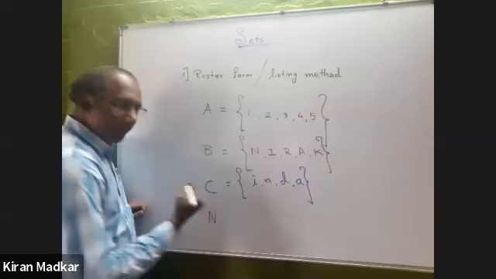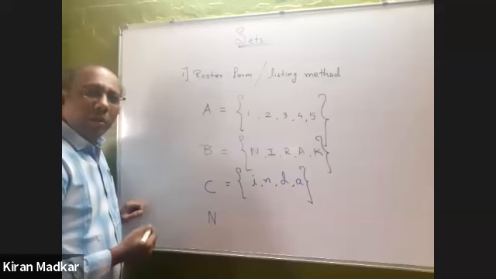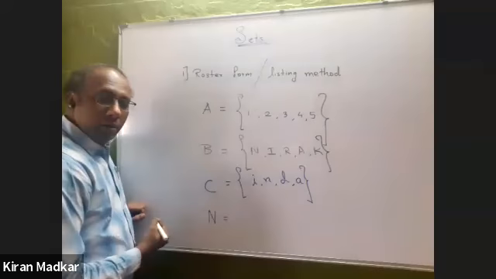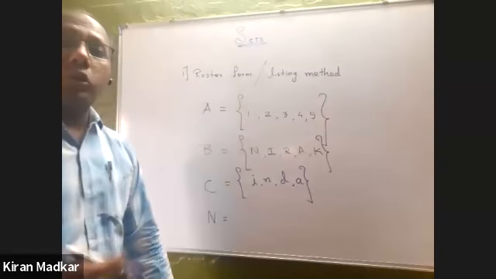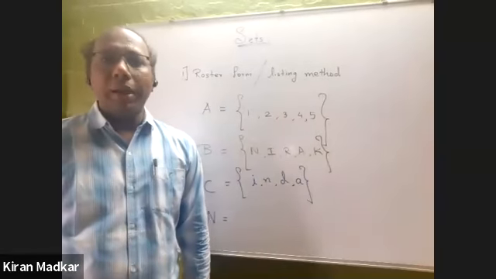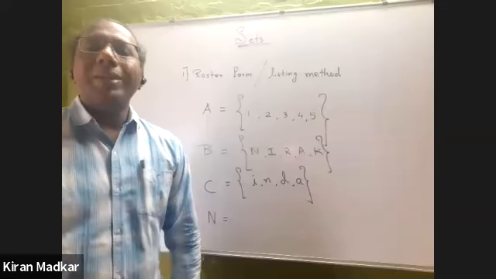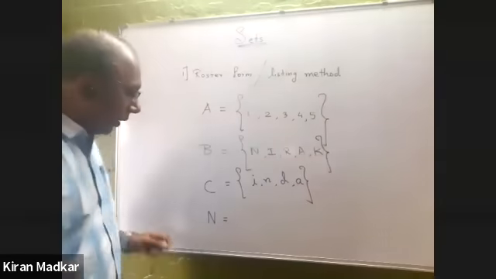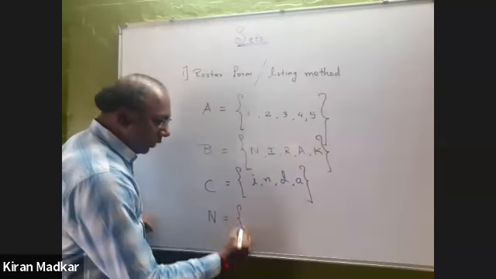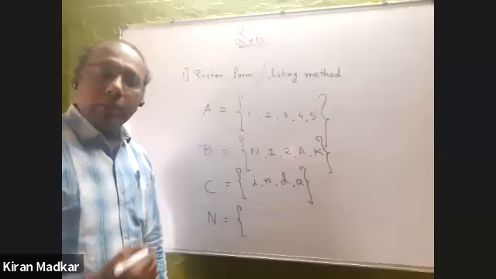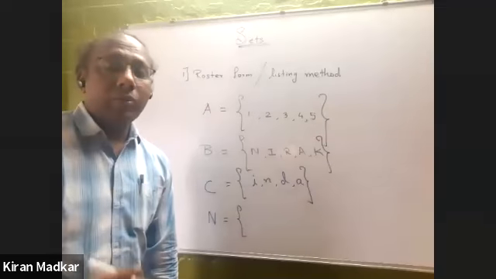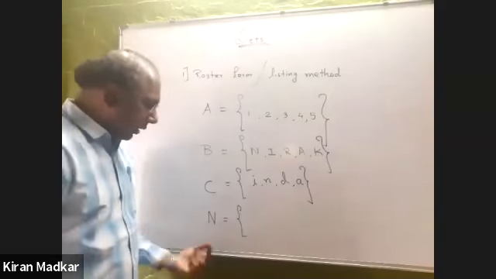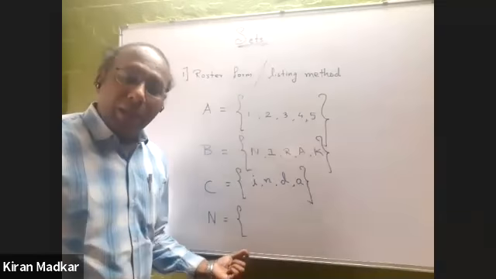N is the alphabet which we use for the set of natural numbers. So in this, N is the set of natural numbers. So here, N is given by elements.